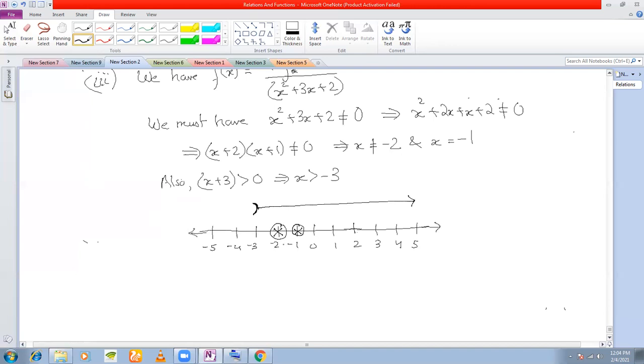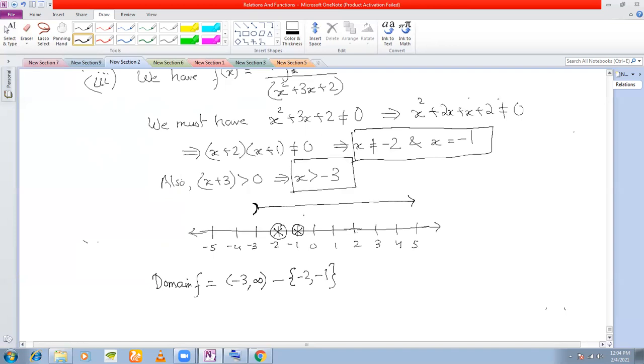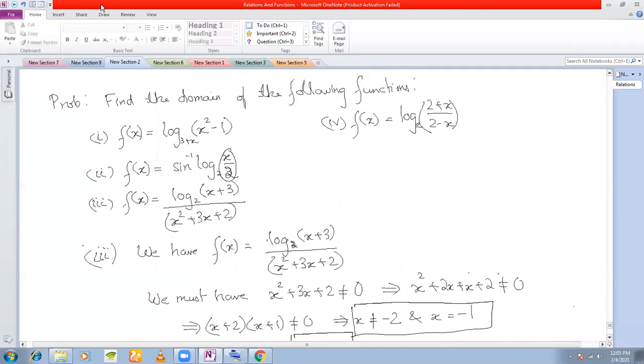So what is your domain set? What is the common region here? Common region is -3 to +∞, isn't it? And what are the values that it cannot take? It cannot take -2 and it cannot take -1. That's it. This is the domain set. This is the common region of the two restrictions. Clear with this, Debanjan? Yes, sir.